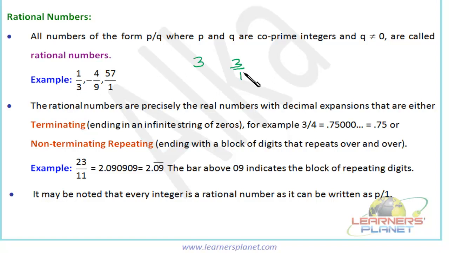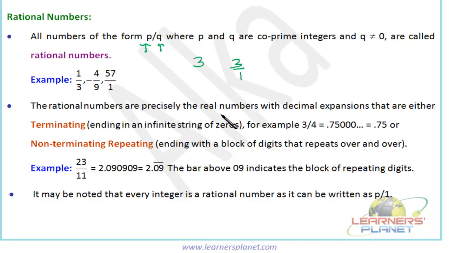So any number is a rational number which can be written in p by q format, where q is not equal to 0 and p and q both should be integers, right? Just listen to me carefully. P and q should be integers. In that case, p by q will be a rational number. Okay, and q should not be equal to 0, right?